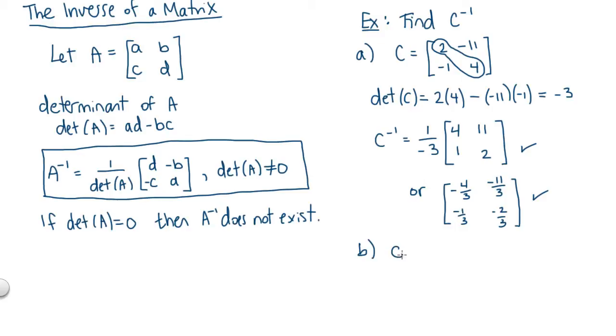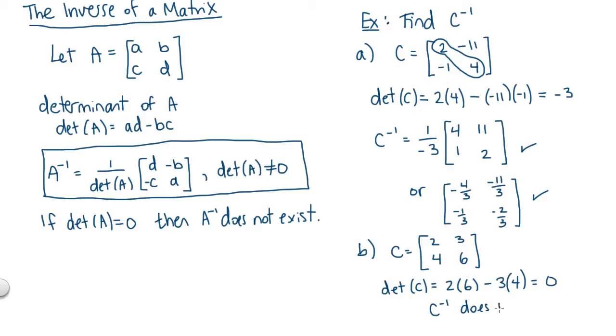For part B, let's say our matrix C looks like 2, 3, 4, 6. So first thing we'll do is calculate the determinant of C. We're going to multiply the elements on the main diagonal, so 2 times 6, and we're going to subtract off the product of the other two entries, so -3 times 4. So that gives us 12 minus 12, which is 0. Determinant of this matrix here is 0, and that tells us that the inverse matrix does not exist.